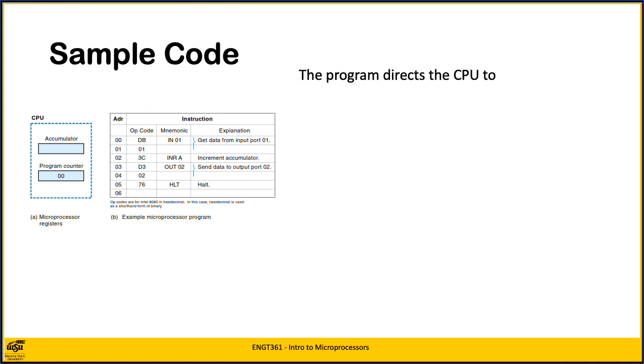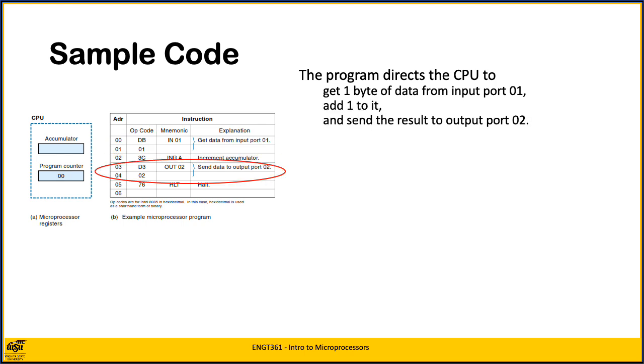The program in diagram B directs the CPU to get 1 byte of data from input port 01, add 1 to it, which is the increment command, and send the result to output port 02.